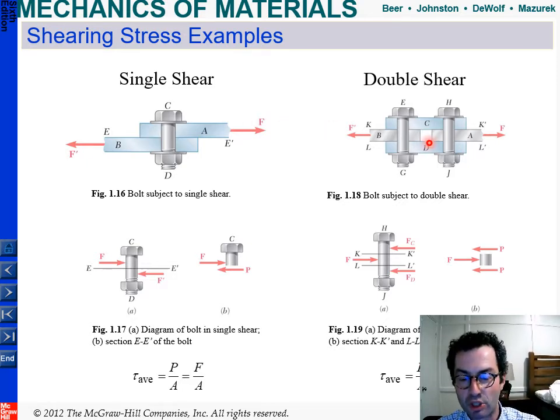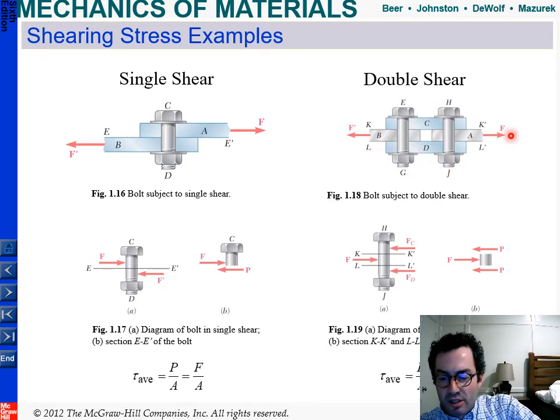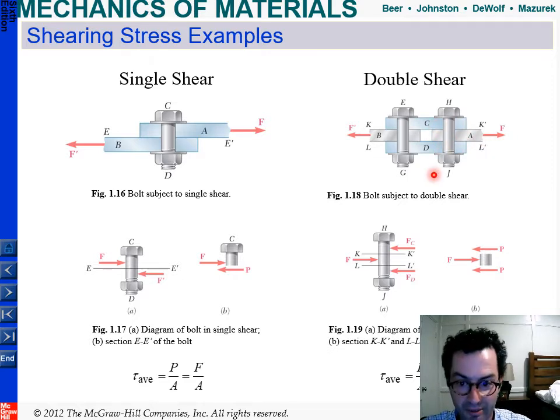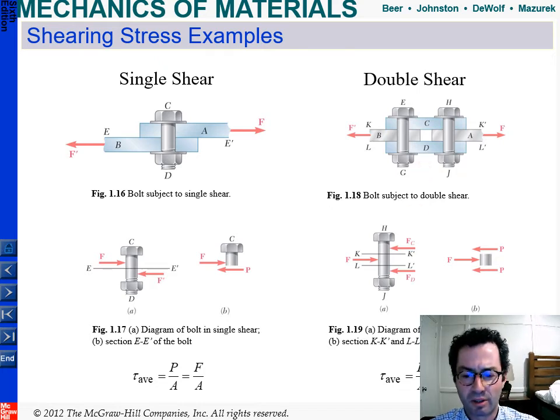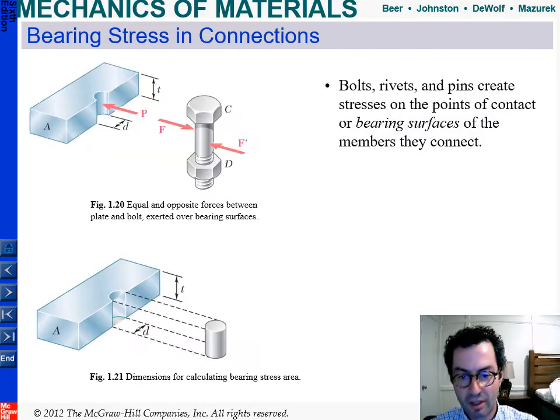And there's also a double shear. Take a look here. We've got member A, member B, and bolts EG and HJ. The difference here is, take a look at force F. In the double shear situation, we've got two surfaces. So the force F is split over two shearing surfaces between CA and DA. That's really our main difference. And these are the two that tend to come up a lot.